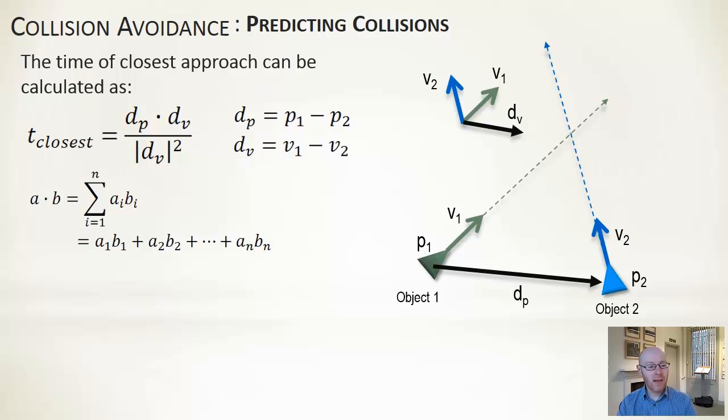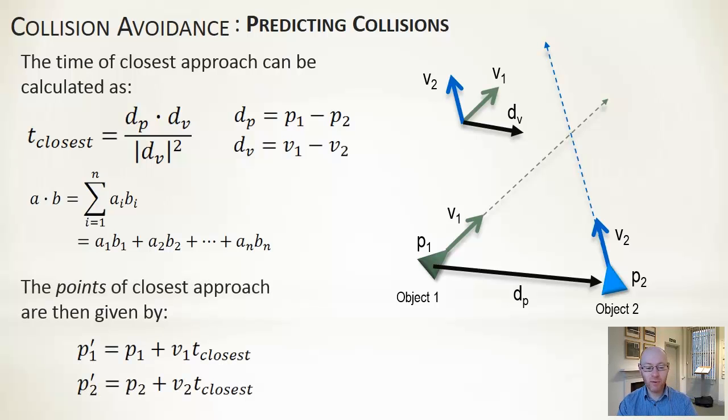Dividing it by dv, so this is the relative velocity. If you take the magnitude of that, it's the relative speed, the closing speed if you like, and squaring it. This effectively gives you then the time of closest approach. Given that particular time, we can then plug that into the equation. So we know that P1, or item 1, is at position P1, moving at velocity V1, and at our calculated time value, that's when it's going to be as close as it's going to be. So we can work out what that position actually is, and do the same for the second object too.